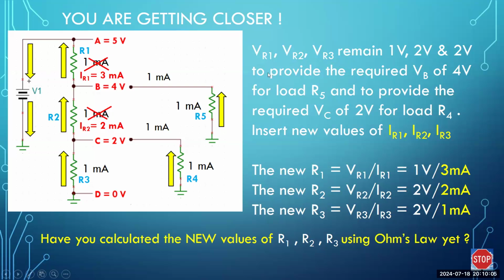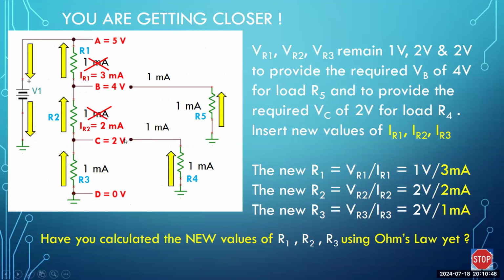Why? Because the original design required point B to supply 4 volts to the load, R5. And the original voltage divider requirements say we must provide at point C the value of 2 volts to support the load R4. We must have 2 volts at point C in order to support the needs of R4. We must have 4 volts at point B in order to supply the needs for resistor number 5. So that we can't change. So what needs to change in order for us to determine the new values of resistances?